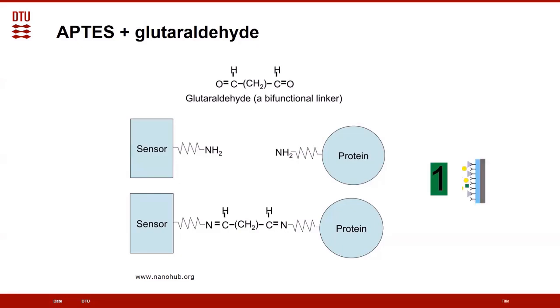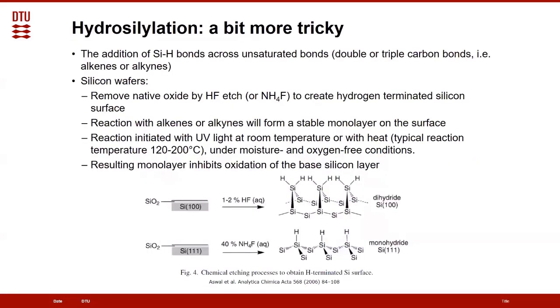The next step is hydrosilanization. It's a bit more tricky because it's very hard to keep silicon without oxides on the surface. It has to be done under a very controlled environment. But the way to do it is to have the silicon wafer, then you remove the native oxide by hydrofluoric etch, and then you can react with alkanes or alkynes on the surface, making an organic surface on the surface of the silicon.